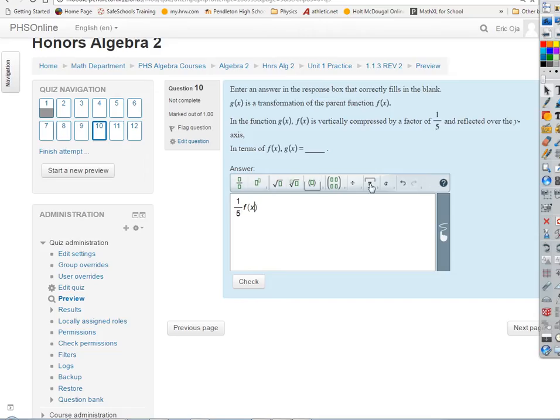Okay, but we're not done. We also need to reflect over the y-axis. Now if I were reflecting over the x-axis, I would make the 1/5 negative, because I would also have to multiply the function by -1. But I'm reflecting over the y-axis, which means that I have to multiply x by -1.